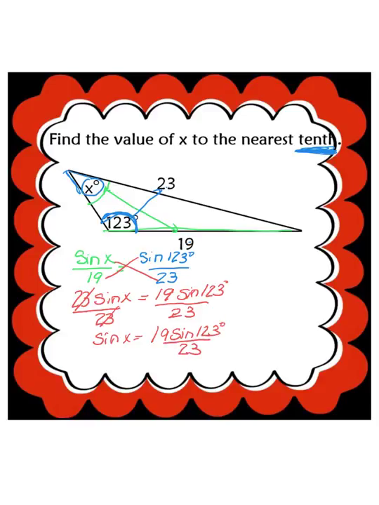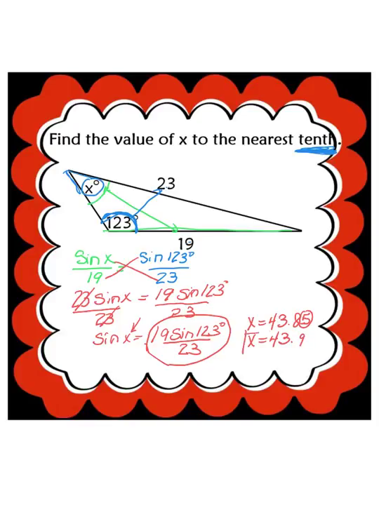Now because I'm finding an angle, don't forget you're going to have to use your second button on your calculator. So hit second sine, and then you're going to type in all of this on the right hand side of the equal sign. So we're going to type in 19 sine of 123 degree angle. Don't forget to close out your parenthesis, divided by 23. Once you hit enter, you end up with your angle to equal 43.85. That 5 I'm going to use as a rounding tool, and I would end up with 43.9.